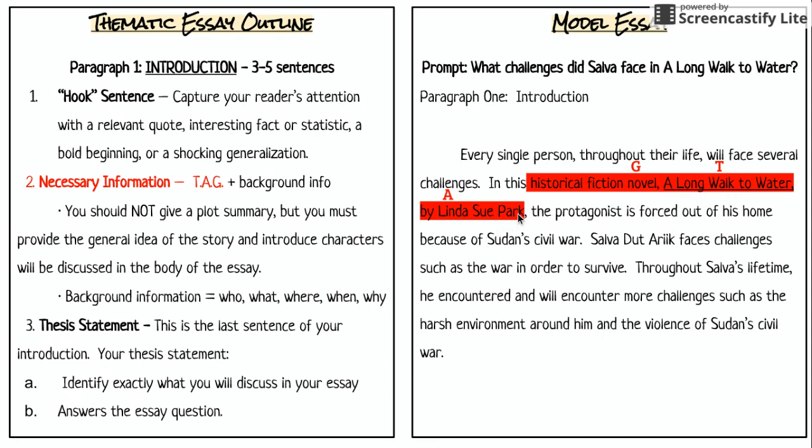Take a look at your introduction. Find your title, author, and genre, and label it T, A, G. Please pause the video at this time and hit play again once you're done labeling. If you don't have your title, author, and genre, this is the time to add it.